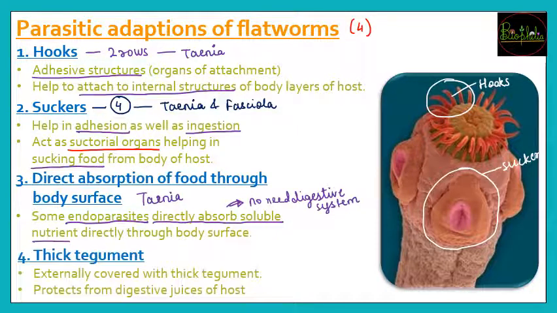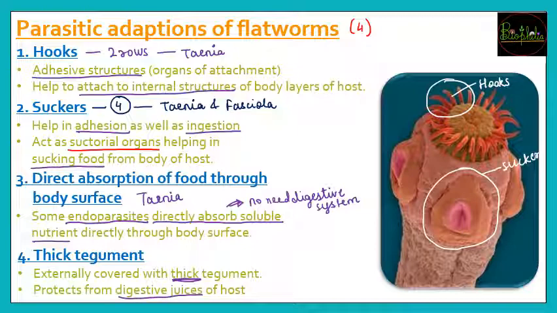Fourth आता है, that is thick tegument. This is going to be the external covering. अब ये covering जो होता है, it is going to be thick in nature, so that it can protect that particular tapeworm or that flatworm from the digestive juices.